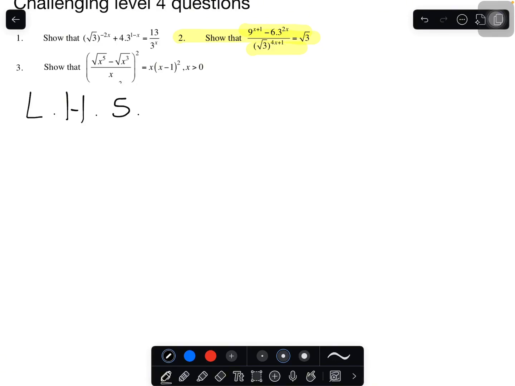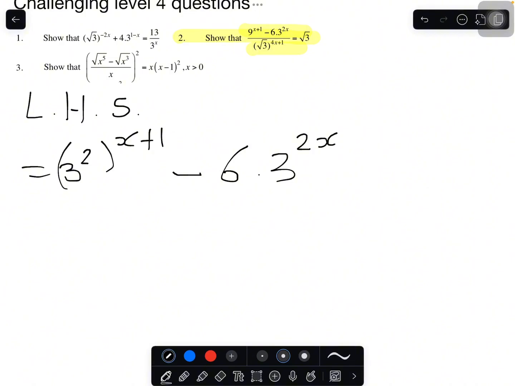So I'll have 3 to the power 2, and that's going into x plus 1 minus 6. This is already in that main base, over, now this root 3 can be written as 3 to the half, plus 1.